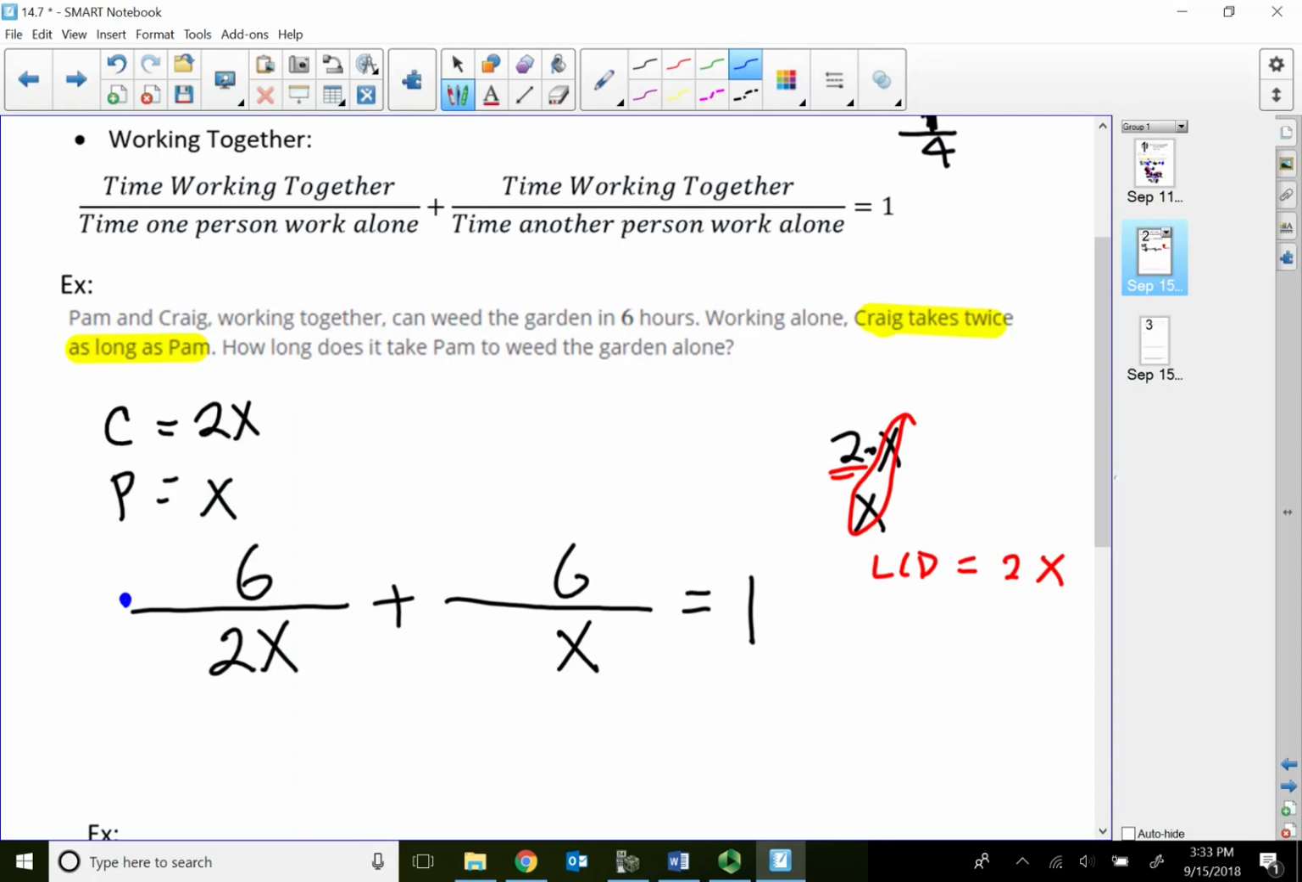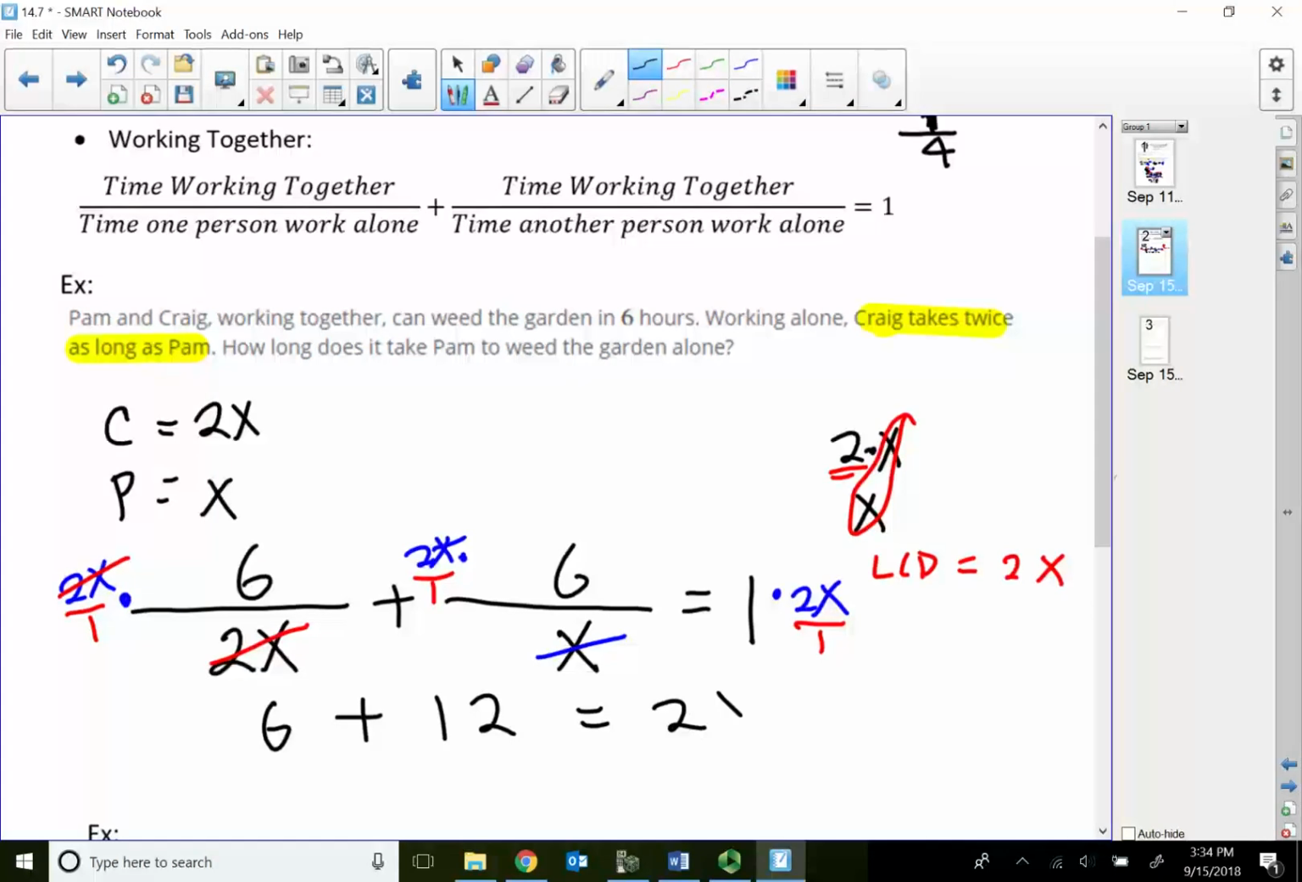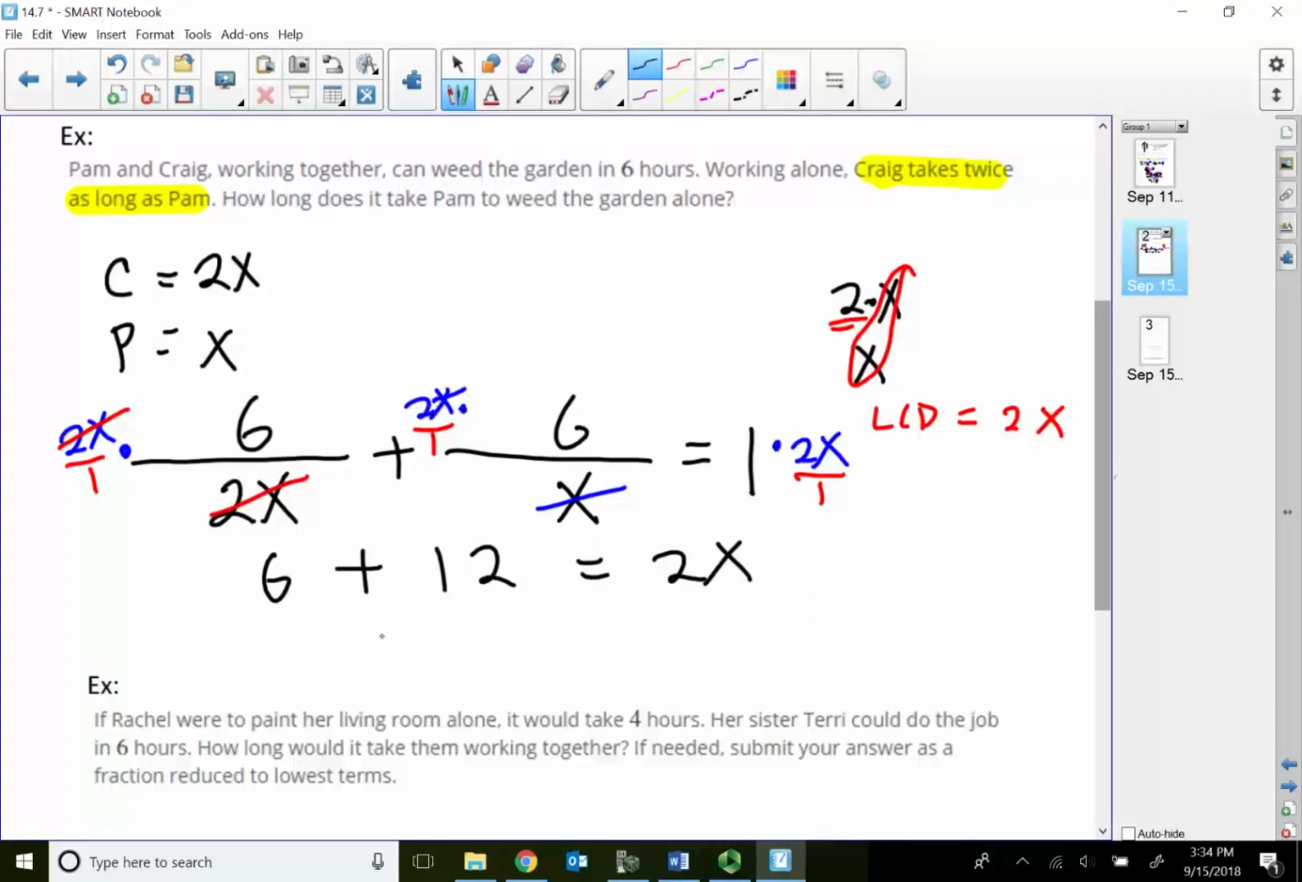Now we multiply every term by 2x. Even the 1 is a term, so it gets multiplied by 2x. When I times 2x, it means 2x over 1. The top 2x and bottom 2x cancel out. That leaves me with 6, plus the top x and bottom x cancel out, that leaves me with 2 times 6, which is 12, equal to 2x. Combine like terms, this is a linear equation. So that's 18 equal to 2x, x equal to 9.